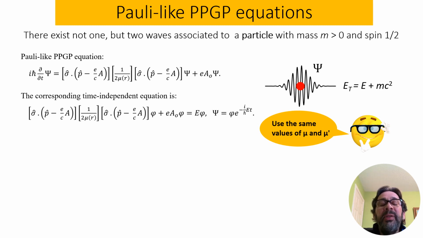You should see that the value of mu is the same value of mu that was used for the Schrodinger-like PPGP equation. Also, if mu is equal to the mass of the particle, this is the Pauli equation. The corresponding time-dependent equation is shown below.